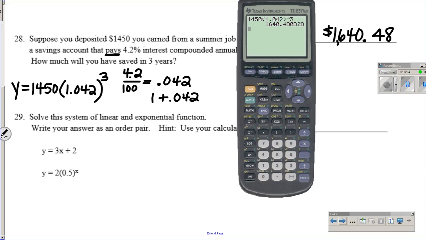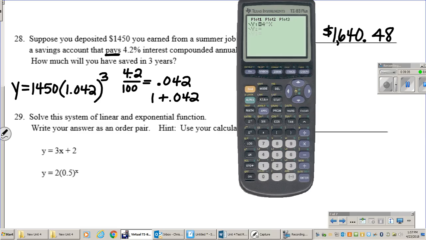Okay, we're on our last problem. Our last problem says solve the system of linear and exponential function. Write your answer as an ordered pair. Hint, use your calculator. So remember, when we see that word system, that just means we have 2 or more equations. The solution to a system is always the point where the 2 lines or functions intersect.